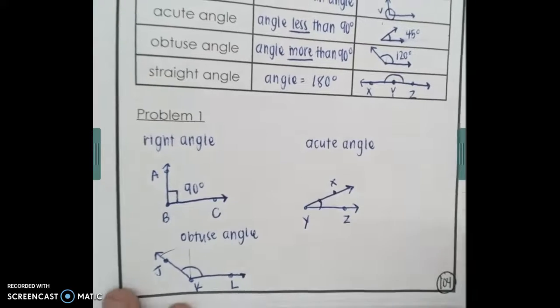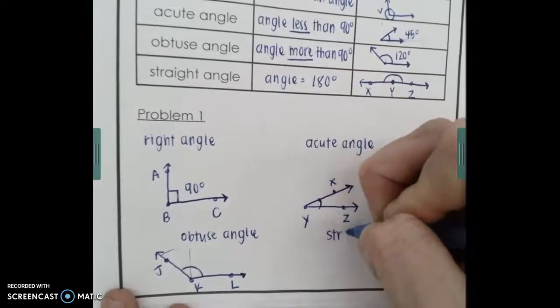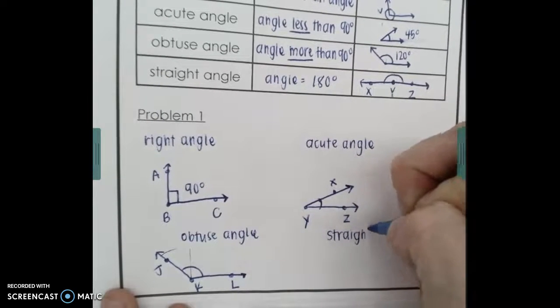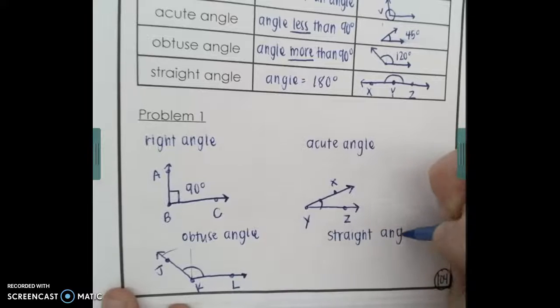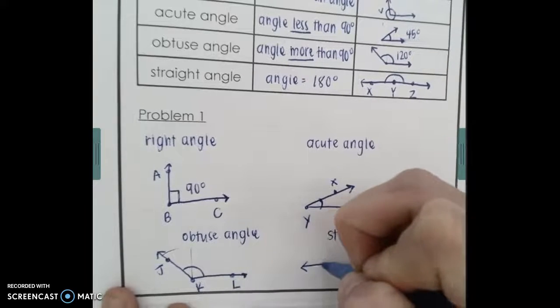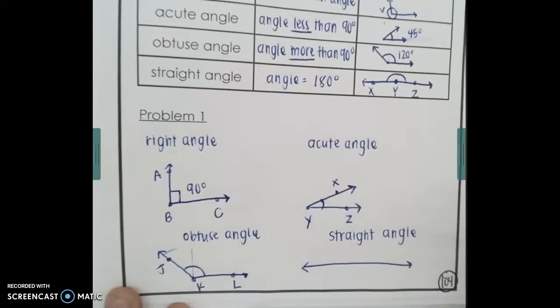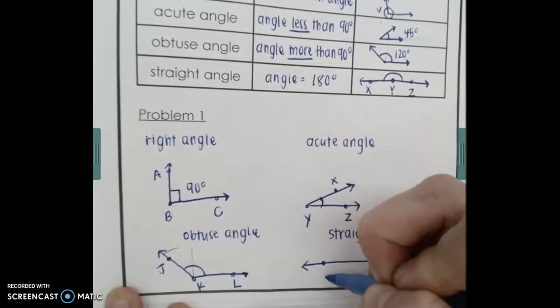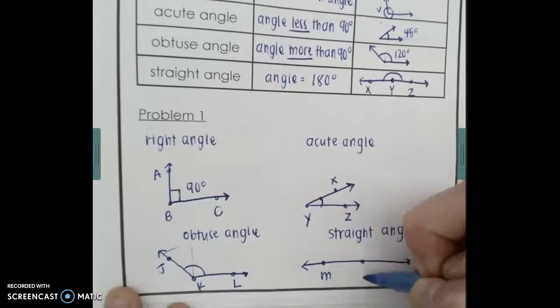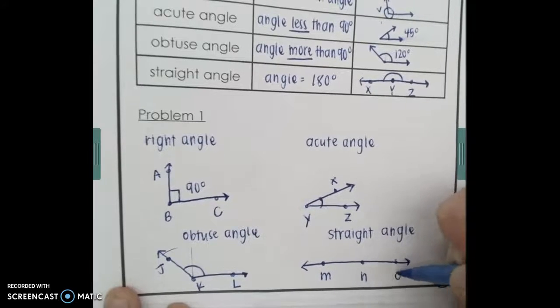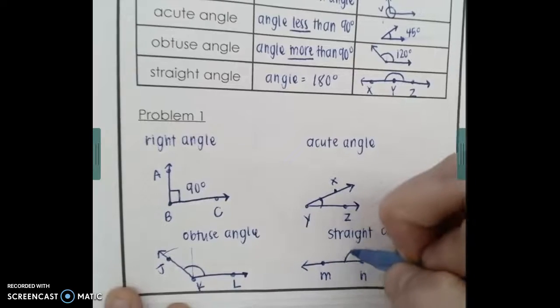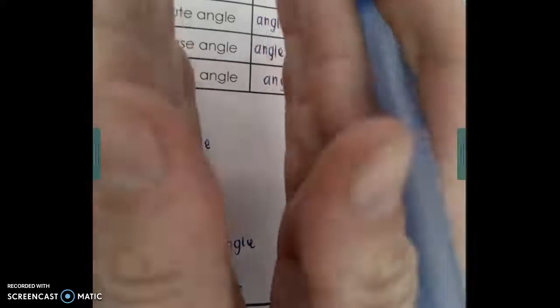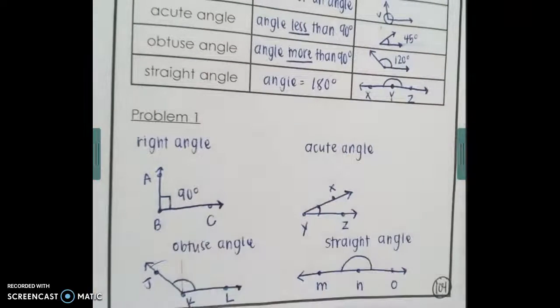And then our last one that we just did would be a straight angle. And that has to equal 180 degrees. So it's just going to be this straight line with 3 points. I'm going to do M, N, O. It's that straight line, so it's 180 degrees. I took that angle and I opened it all the way flat.